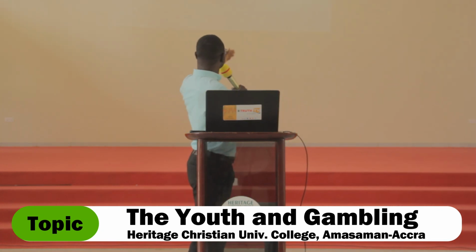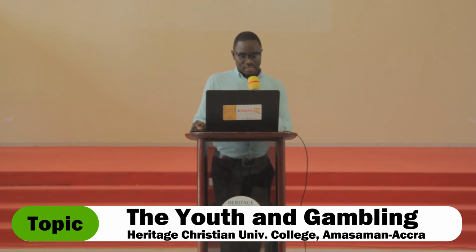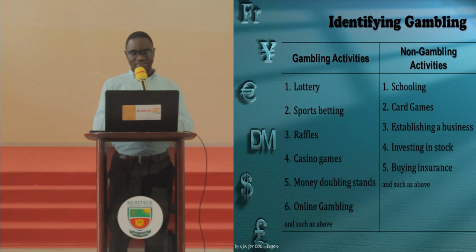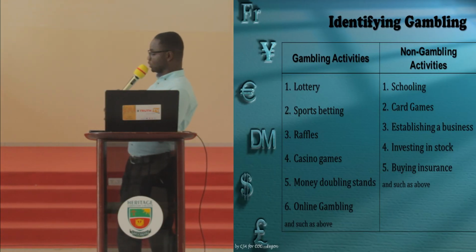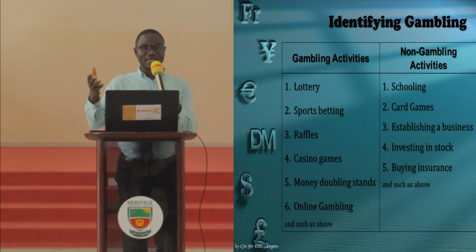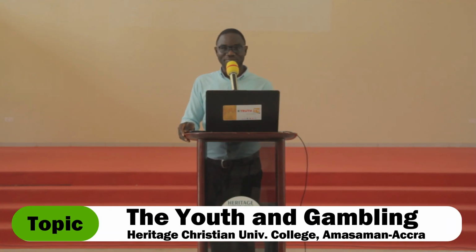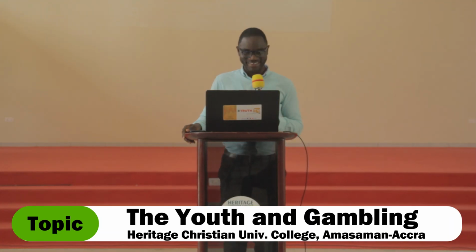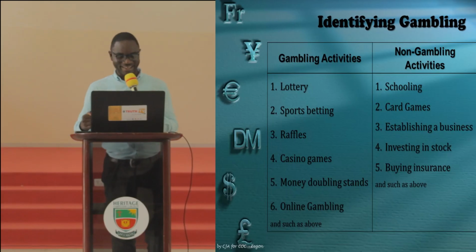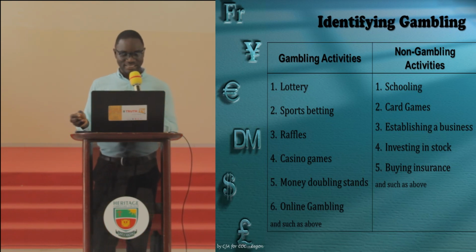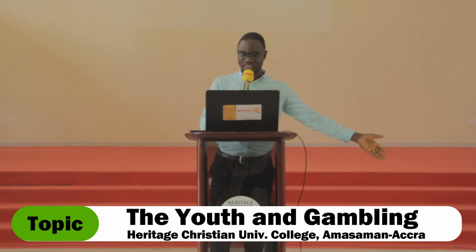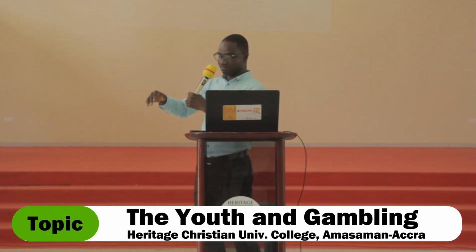So some activities to the left, then others on the right. The first one, gambling activities. That's the first column. So we have lottery. That's the first one. We have sports betting. Do you know sports betting? Have you bet before? I love the honest answers. Okay, and then raffles, and then casino games, money doubling stands, online gambling. And so those are activities that have been classified in the first column as gambling.